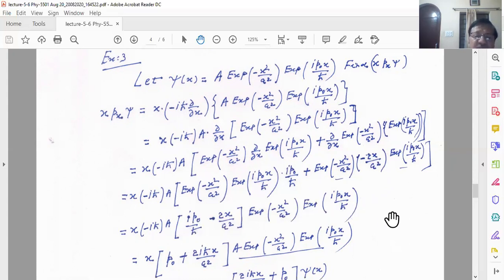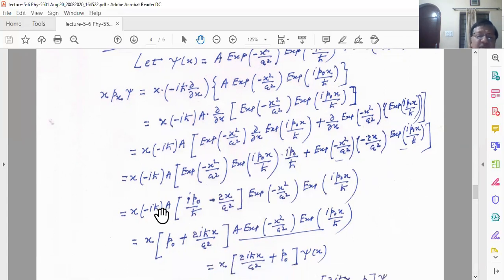Okay, and now you can see I multiply this minus i h cross with this square bracket term. So you can see this is your x. So I'm keeping x, and this constant A I'm keeping here. And I multiply minus i h cross with i p0 over h cross. So h cross cancels, and i into i gives you i square, which is minus, and this minus minus gives you plus. So it becomes p0. Now again you can see this is a minus sign here, and this minus sign gives you ultimately a plus sign, and it is 2 i h cross. So 2 i h cross x remains over a square.